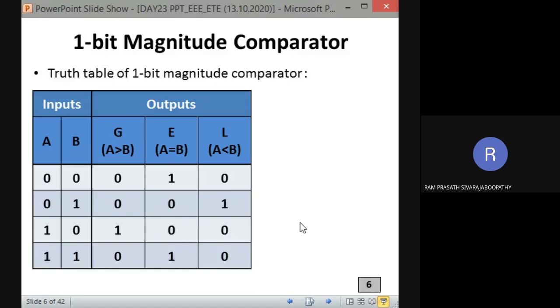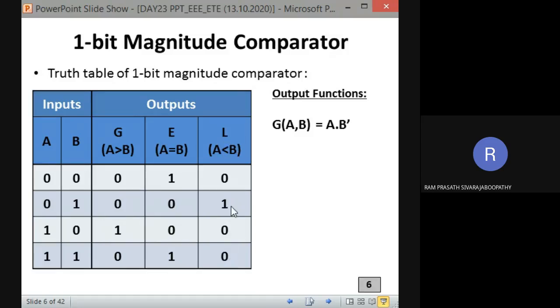Now can you people type in the chat: what about the output expression for G? Straight away you can write the expression, no need to go with K-map and all. See where 1 is marked in G: for the combination 1, 0. So what about the function for greater? A, B bar. Very good. Super. So the output function is A B bar. What about for lesser? What about the function for L?